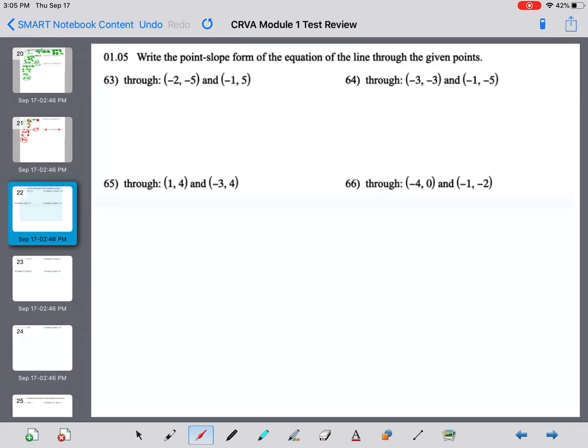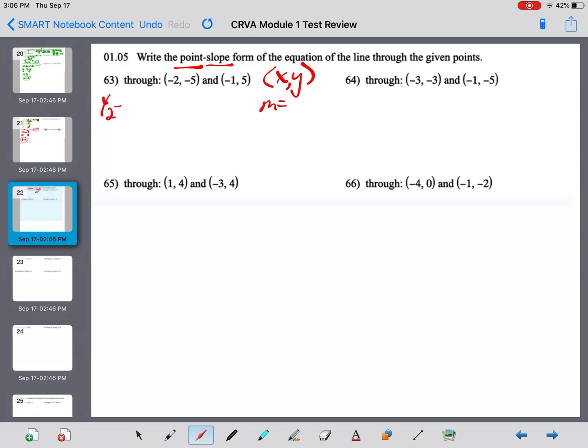Earlier, we calculated slopes. Here, they want us to do the same thing. Write the slope of... Oh, just kidding. Here we want to write the point slope form of the equation of the line through the given points. So if we want to use point slope form, we need a point, which is an x and a y, and we need a slope. Well, we have too much information in one sense. We have 2 points, but we lack information on what the slope is.